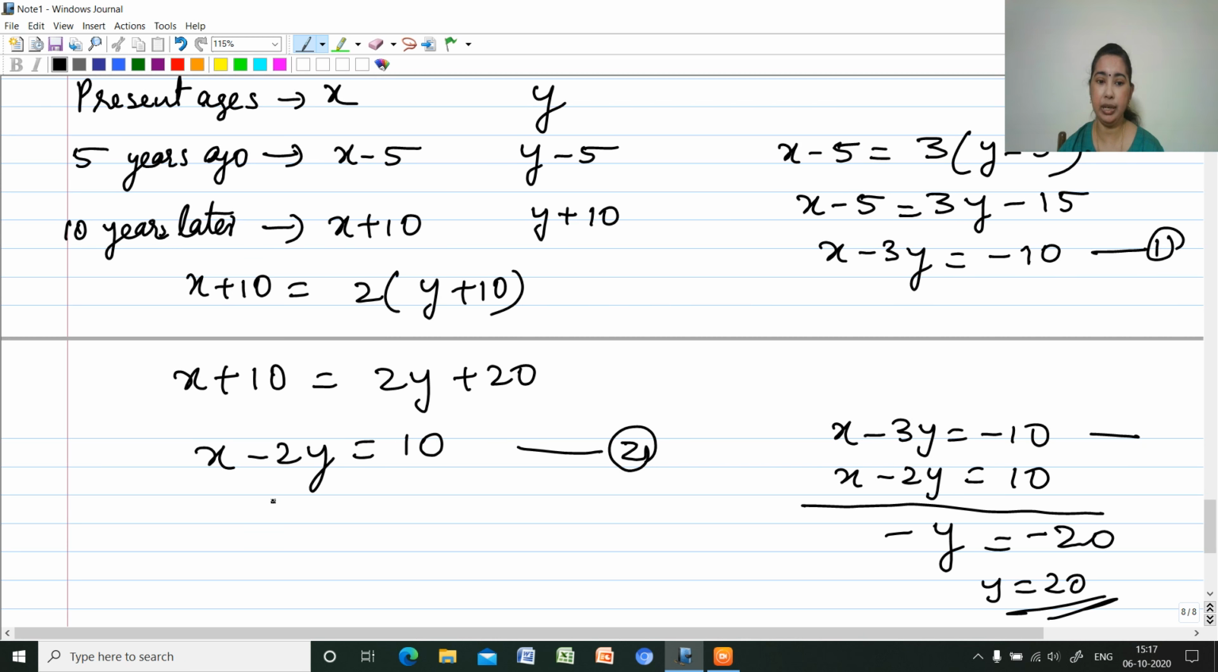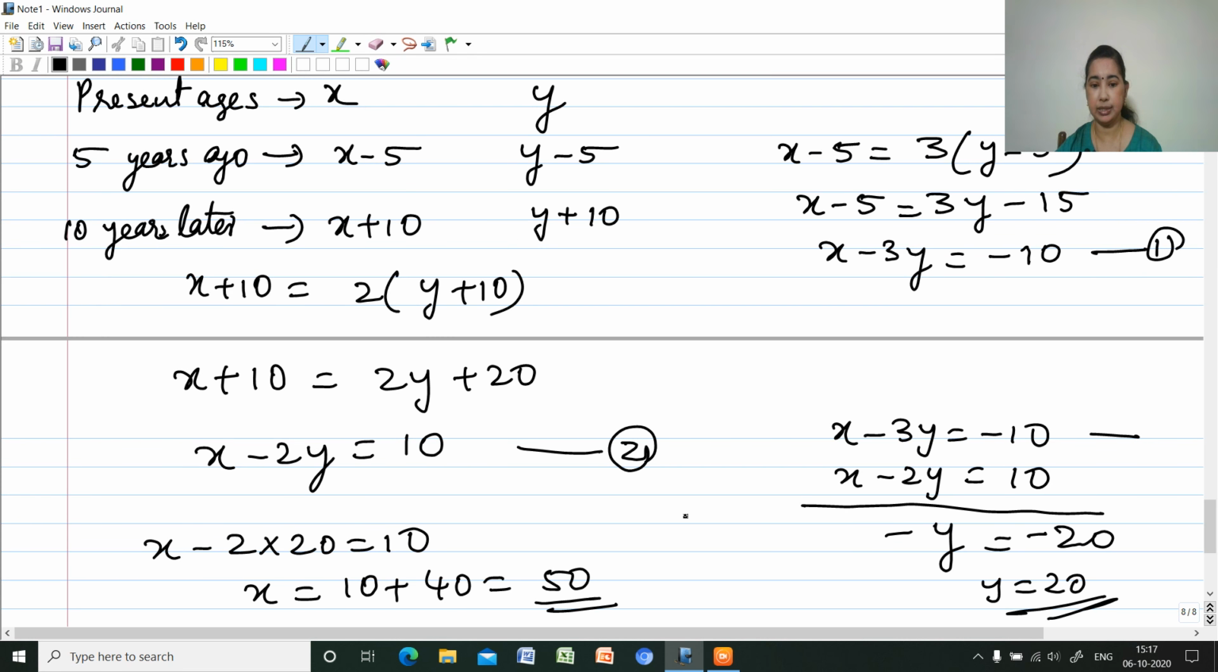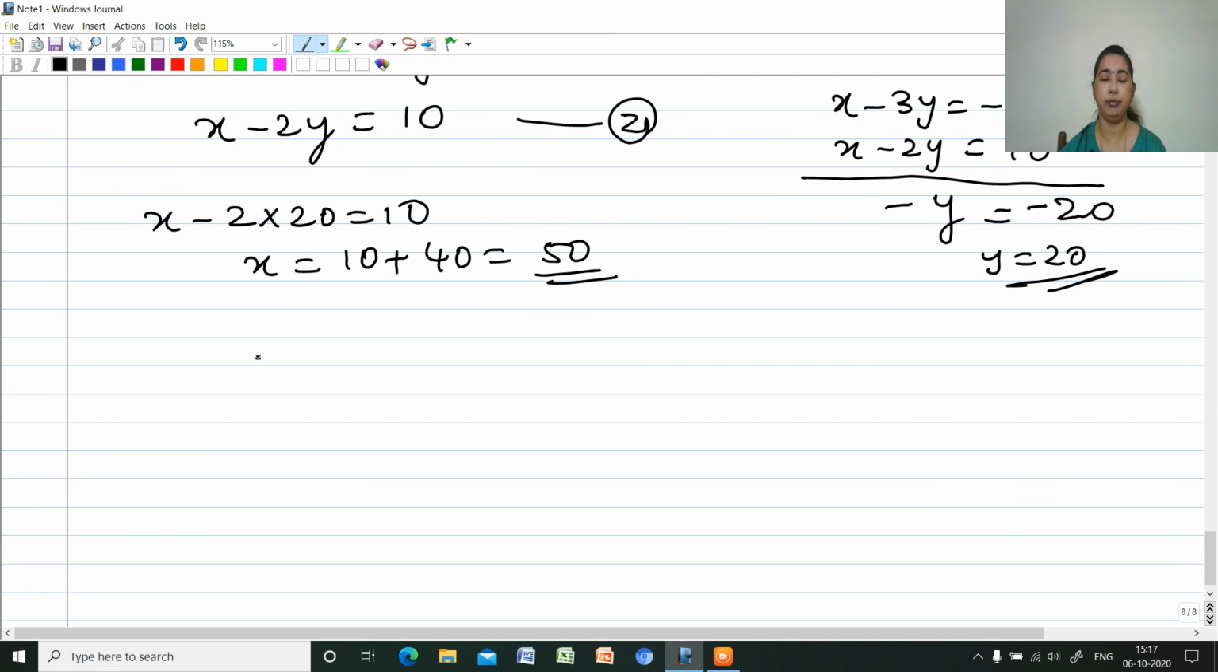Now substituting in any of the equations. If I am substituting in the second one, x minus 2 into 20 is equal to 10, or x equal to 10 plus 40, which is equal to 50. So the value of x is 50 and the value of y is 20. x means the age of Noori and y means the age of Sonu. So the present ages of Noori and Sonu are 50 years and 20 years.